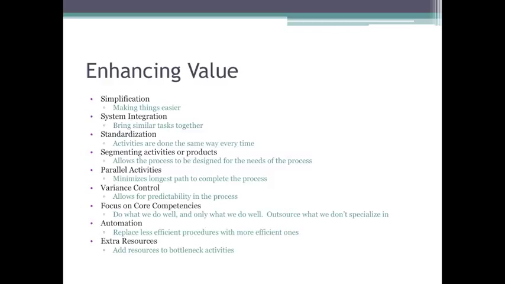Automation. If we take these inefficient procedures and give them to a robot, for lack of a better way of putting it, all of a sudden the variance within that step in the process tends to be reduced, because with automation it'll be done pretty much the same way almost every time. Then, of course, extra resources, putting more people into the process. All of these things can enhance value when it comes to dealing with our process.